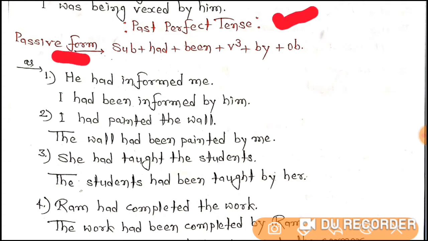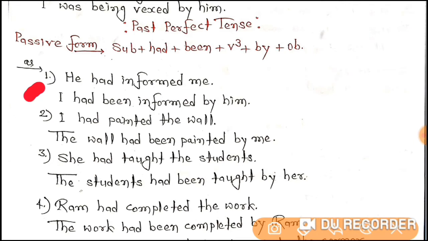So its passive form is what? Subject, then had, been. Remember students, here this is perfect tense, and as I had earlier told you to use been in all the perfect tenses, so here I have used what? Been, and then V3, then by, and object. So now let's understand it with the help of some examples.